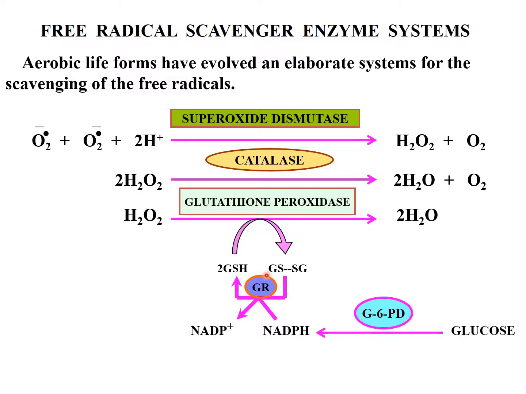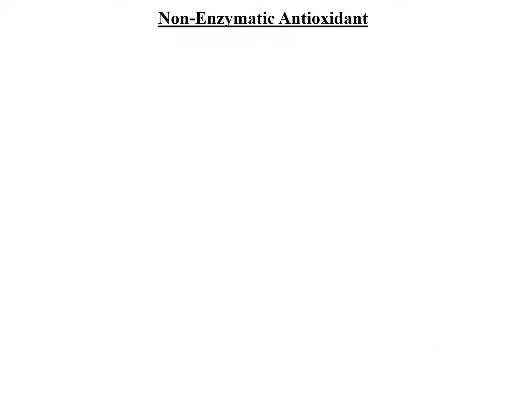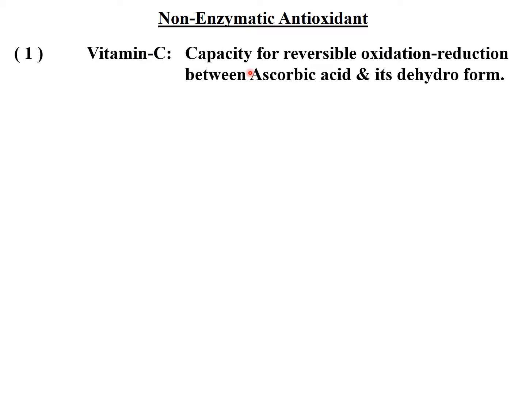Now let's look at what non-enzymatic antioxidants are present in our body. Now here is a list of non-enzymatic antioxidants. We will not go into detail explaining all the non-enzymatic antioxidants. We will limit our understanding to just two important ones. The most important ones include vitamin E and vitamin C. I have not written vitamin E here because I will be spending some time on it in the next slide.